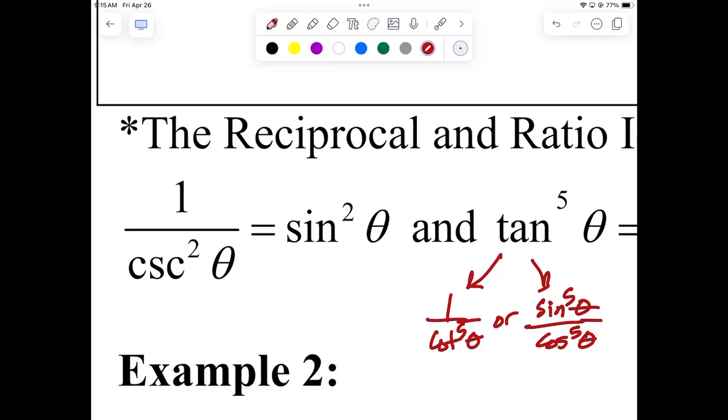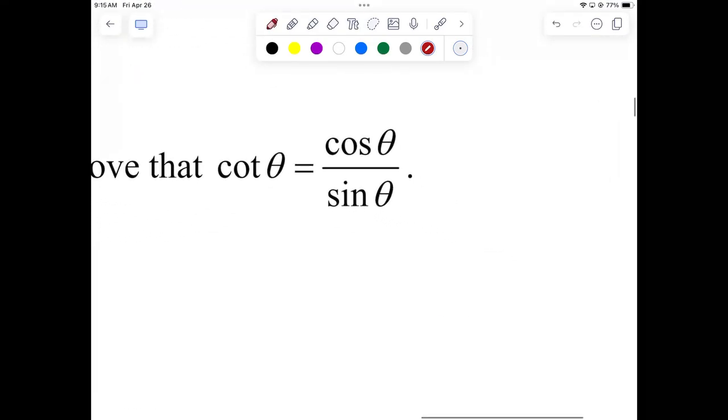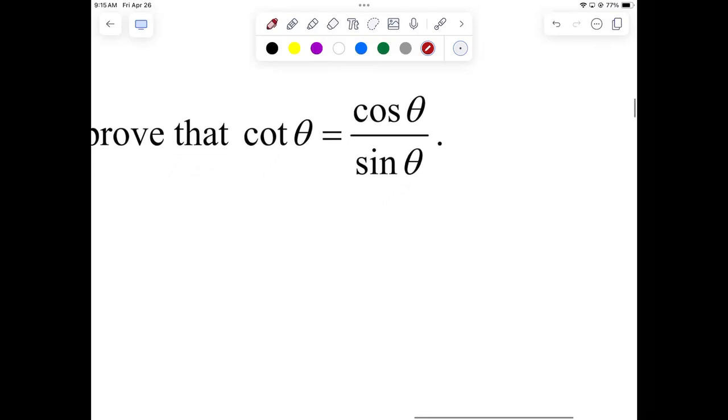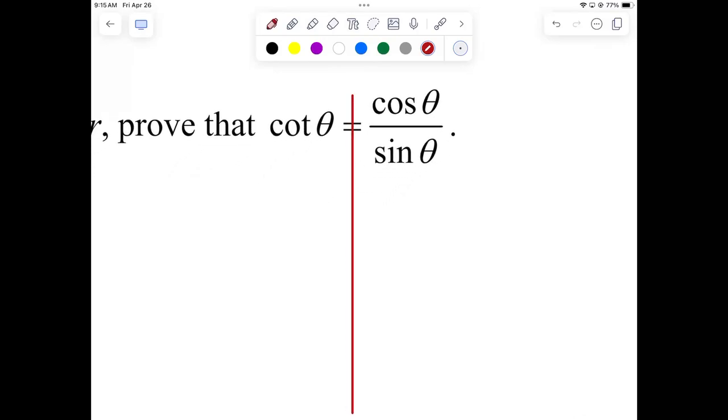Got it? All right. Now let's go ahead and prove cotangent equals cosine over sine. First step of the proof is to draw a line down the middle. That's going to keep you from cross-contaminating both sides. I can't multiply both sides by sine. I can't add 1 to both sides. I have to work each expression independently. All right, now that I've drawn the line, I pick the side to start on. Which side has more information, the left or the right? The right. The right has a quotient. The left is a single trig function.